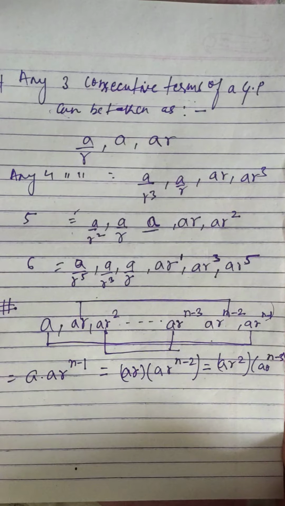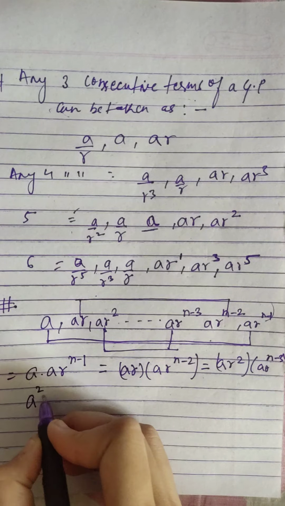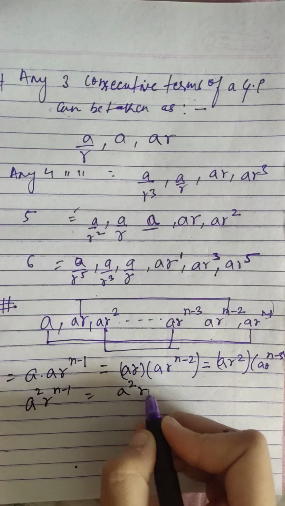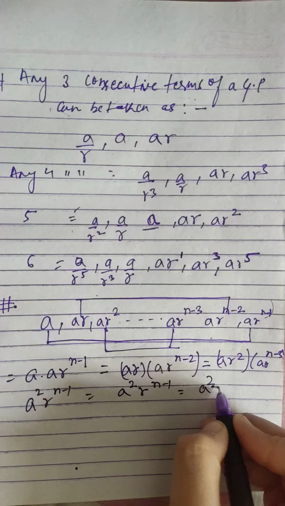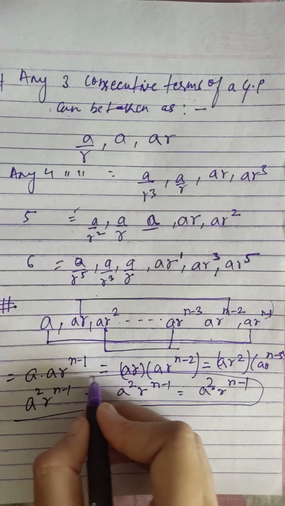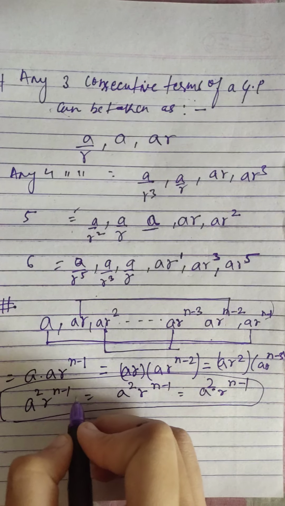Okay, you can calculate it. A square r to the power n minus 1, then again a square r to the power n minus 1, again a square r to the power n minus 1. So you can see that in each of the cases the answer is a square into r to the power n minus 1.